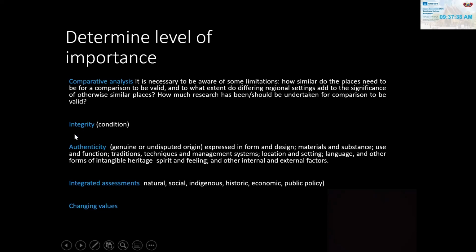We might do a comparative analysis of similar sites. We may look at the integrity of the site. We may look at the authenticity of the site. We may look at integrated assessments, comparing the heritage site versus its wider environment. We may also be aware of changing values when determining the level of impact.